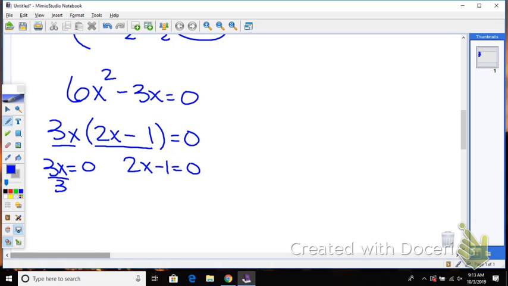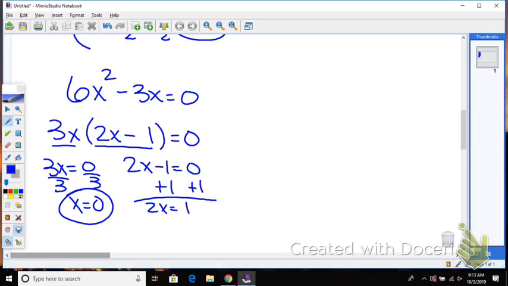So here I divide by 3, x is equal to 0. Here I add 1, 2x equals 1, x equals 1/2. And that's that. So this is the easier factoring, but for some reason it throws everybody for a loop when you see something that looks different. Always look to factor something out.